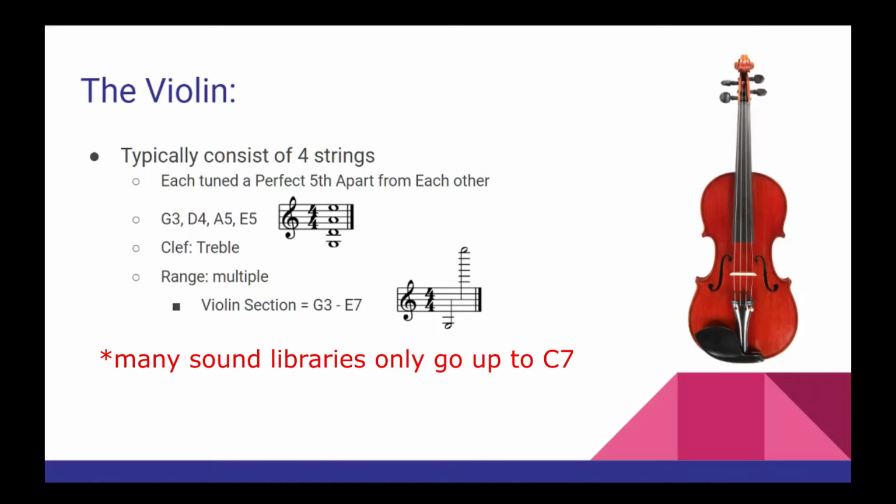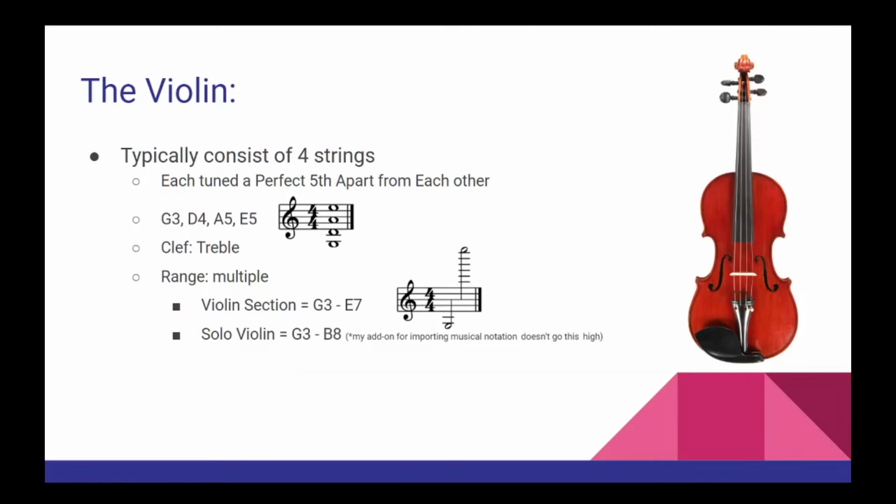Things get changed up a little bit when you start working with a solo violinist. In this case, you can work with a little bit more by adding another perfect fifth on top of that range, which gives you a total range of G3 to B8. Now, you might be wondering why there's a difference between the range of a violin section versus a violin soloist.